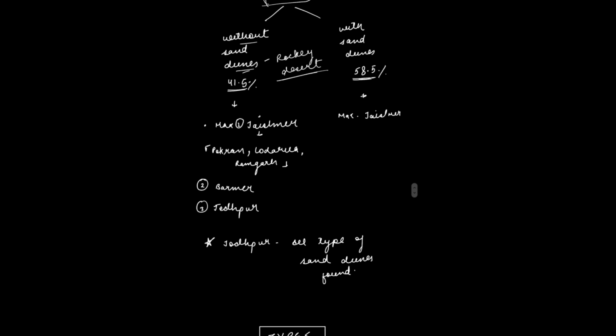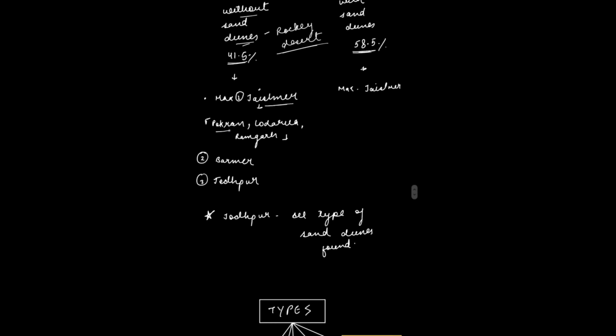So without sand dune, the maximum place where no sand dune is found is Jaisalmer. And if we talk about the specific location, it is Pokhran, Lodarwa and Ramgarh. The second place is Barmer. Then we have Jodhpur. So if we take a trick, the place where sand dunes are not present, this is Barmer, this is Jaisalmer, and a slight part of Jodhpur. So we may learn by a ray diagram. This is Barmer, Jaisalmer and Jodhpur.